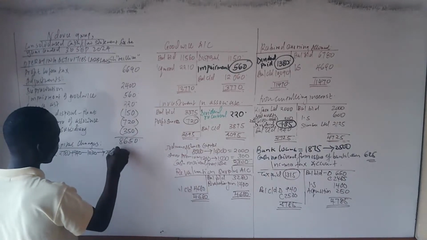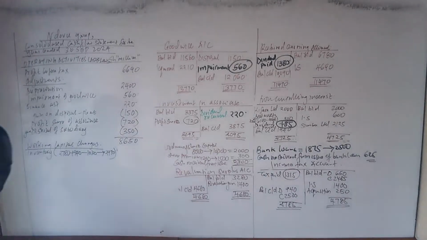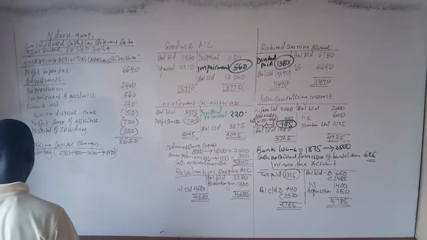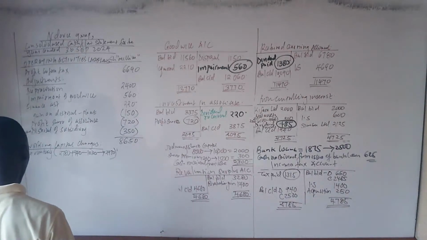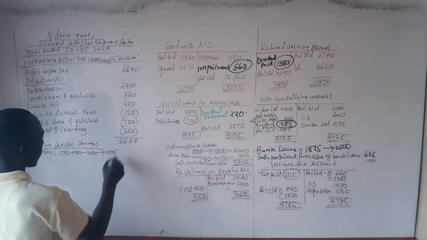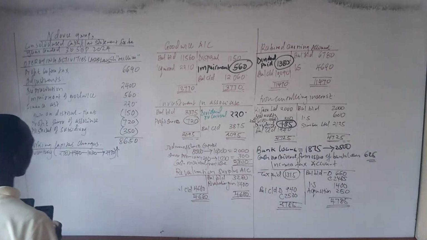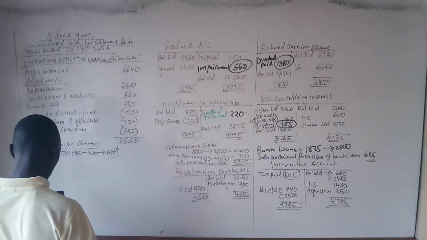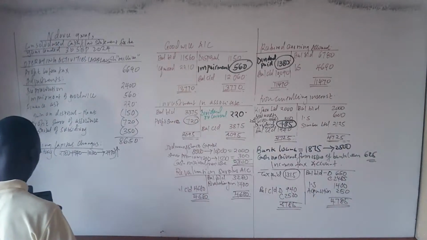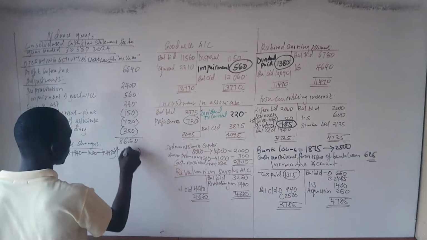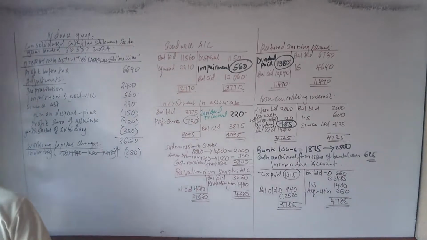Therefore, increase or decrease? 2780. We add 940. Then we subtract 1030. So we have 2690, meaning it has done what? Increased, not decreased. It has increased by how much? Minus 2970, so we are getting 280. Then we go to the next one.